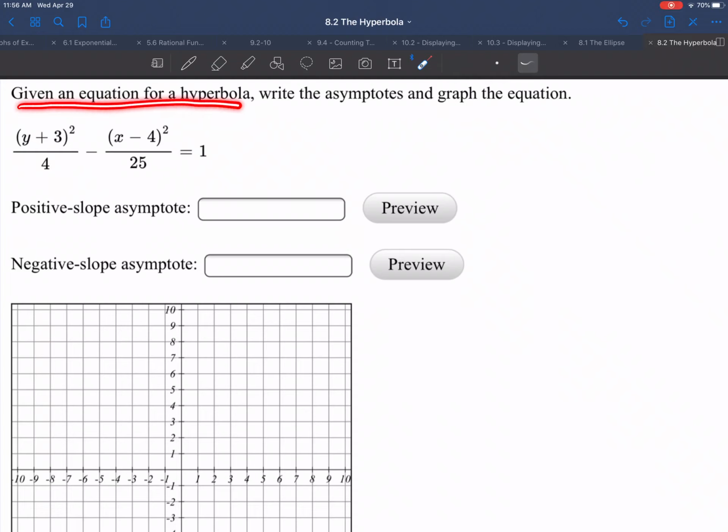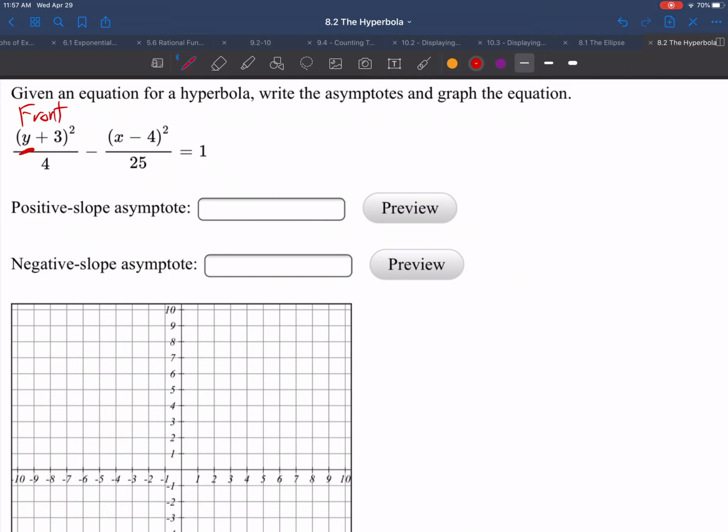Given an equation for a hyperbola, write the asymptotes and graph the equation. Okay, so they're giving us an equation of a hyperbola right here. It's got the minus in the middle. That means it's a hyperbola, not an ellipse. An ellipse would have a plus in the middle. So this is a hyperbola, and we have y in the front.